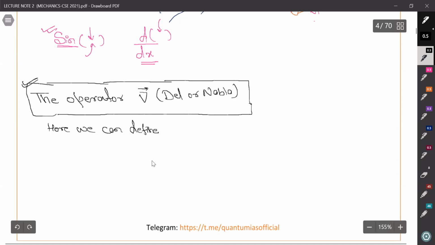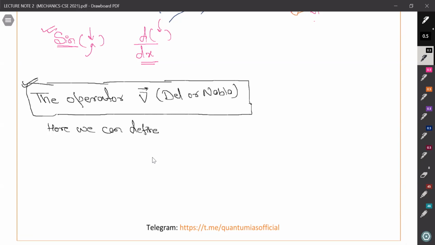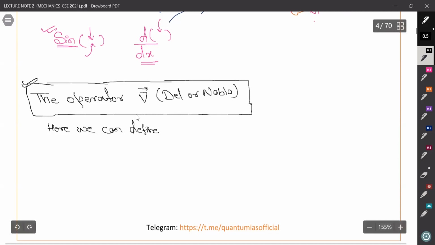Let me clear one thing. We are not going to discuss the mathematical physics part here. We are just going to see some of the formulas, identities and equation relations so that we can use them in our course. So we are not going to study mathematical physics here. We are just studying the basics, only as much as we need.